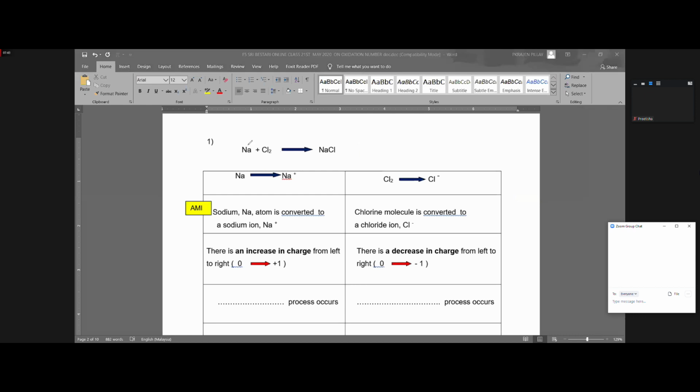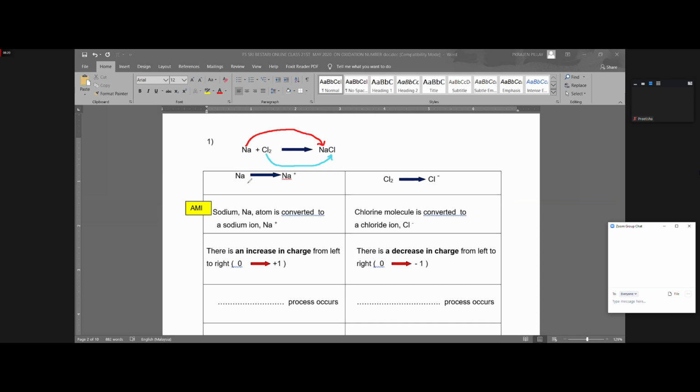Look at this one first. I want you to take a pen and draw an arrow going from Na to Na here. Then, using another color, blue, draw an arrow from Cl2 going to the product. Can you do that now, please? I also did it like this for you for oxidation and reduction. Now follow the arrow.